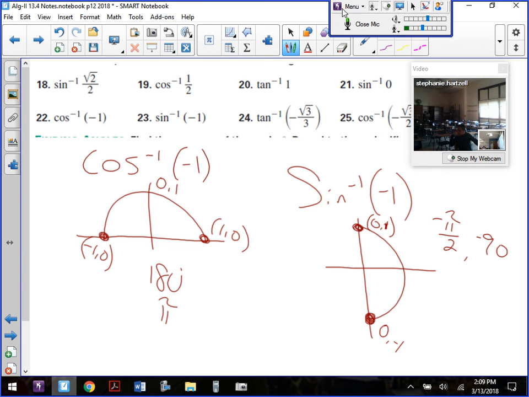Uh, 24. I can't hear. I can't hear. What? Not necessarily. If you're given just like a 1 or a 0 or negative 1, it's sine or cosine, yes. If it's tangent, then it's going to be 45. Okay. Or it could be 0.